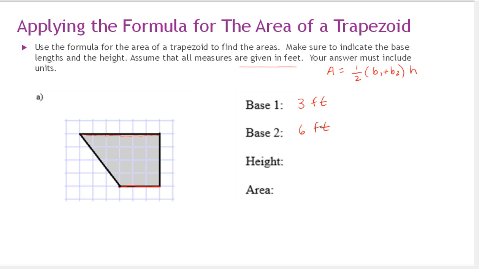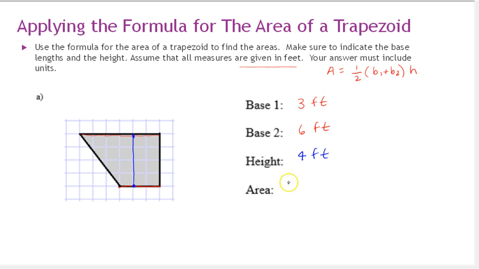Now the height. Now the height is always with respect to the two bases. So we want the distance, the straight distance, the perpendicular distance, from one base to another. So that's going to be this distance from bottom to top. Okay. In this case, you could also measure it by looking at this side, but that's not always the case. It's usually better to look inside the figure to find that height. Okay. So that distance is 1, 2, 3, 4. So we have a height of 4 feet.